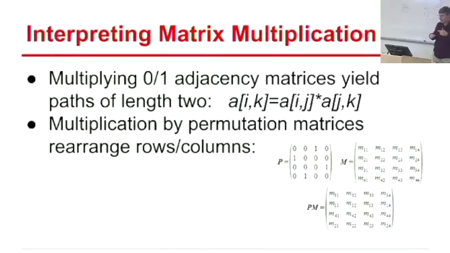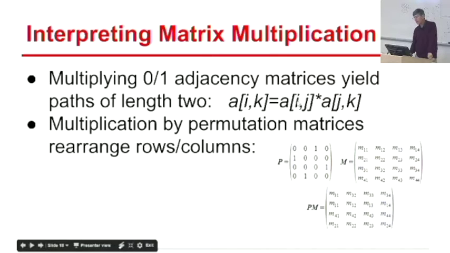If there is a path of length 2 between elements I and K, the claim would be that there is an edge from I to J, and an edge from J to K. Does everybody agree that if there's a path of length 2 from I to K, there had to be an intermediate vertex J such that there's an edge from I to J and an edge from J to K? That's what it means to have a path of length 2, right?